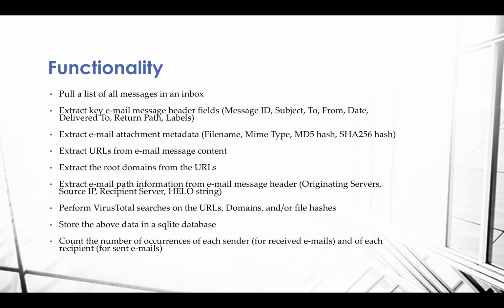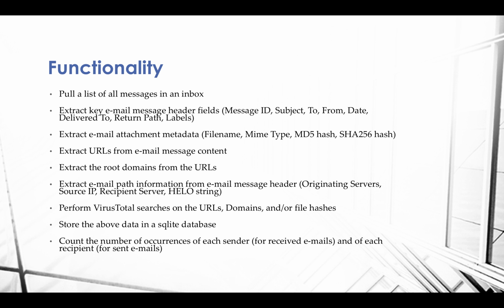In terms of functionality, the tool will first pull down a list of the messages in the inbox, and then start extracting key header data. It will also pull down the email attachment to get metadata for that, as well as the file hash. It will then parse through all of the email content, looking for any URLs that may be in there. From those URLs, we can then grab the root domains too. Within the email header, we also have the full path that the email has traversed, and we'll pull out that path information and make that available.